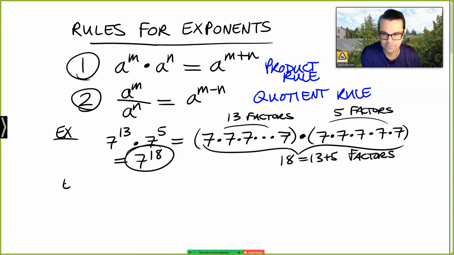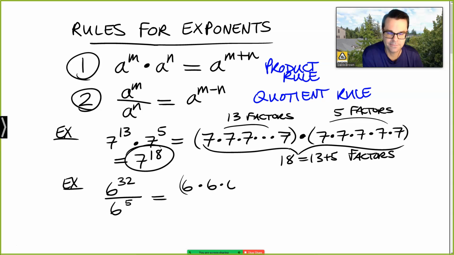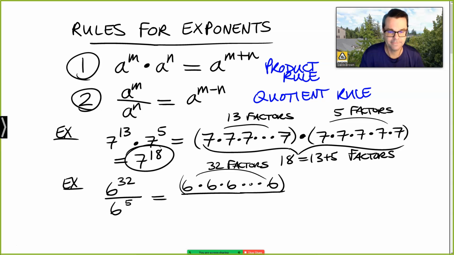Now let's look at the second rule. So this was example number 1. Why is number 2 true? Well, very much the same reason. Let's say we take 6 raised to the 32nd power divided by 6 raised to the 5th power. Again, you could think there's 6 times 6 times 6. And notice here, I'm deliberately taking a power that's bigger on top. Now, if the power on the bottom was bigger, we'll get to that later. But for now, I'm just taking a bigger power on top. Notice there's 32 factors here, divided by 5 factors on the bottom.